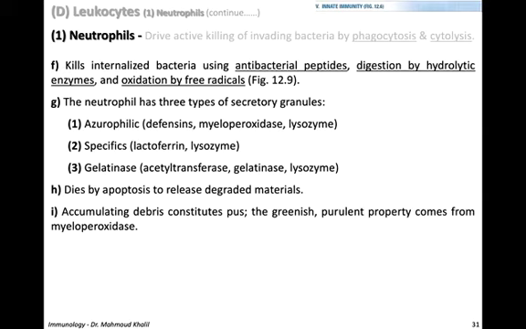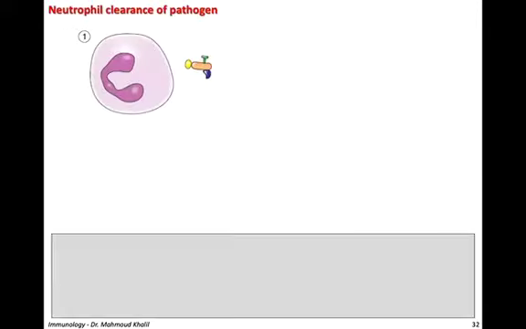Even the neutrophils can die by apoptosis to release their degraded material, and as well the accumulated debris, which constitutes the pus, with the greenish color. This comes from a special type of enzyme inside the granules of the neutrophils, which is the myeloperoxidase.